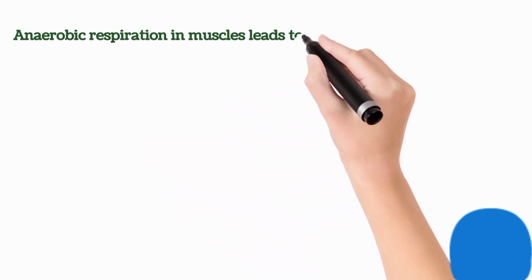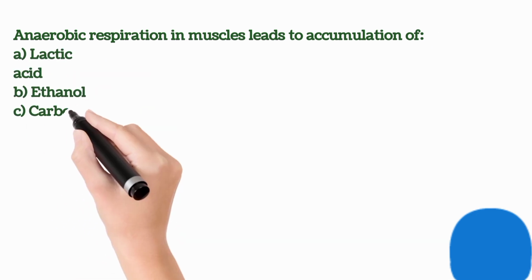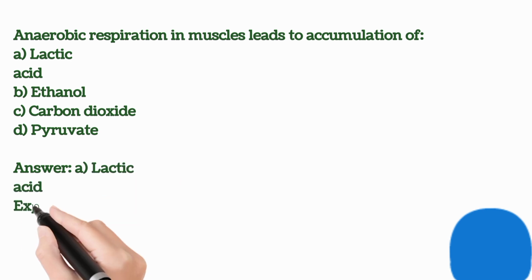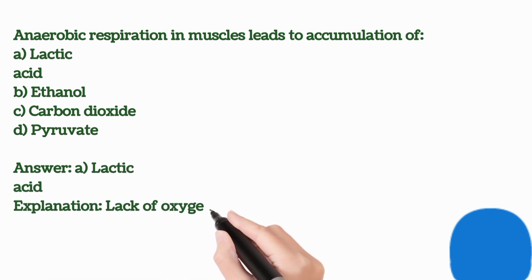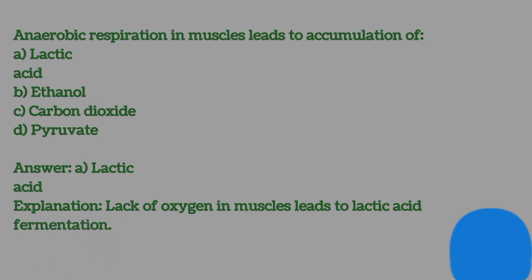Anaerobic respiration in muscles leads to accumulation of what? Lactic acid, ethanol, carbon dioxide, pyruvate. Lactic acid. Lack of oxygen in muscles leads to lactic acid fermentation.